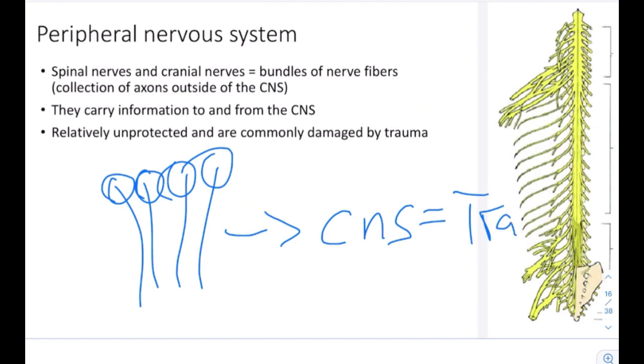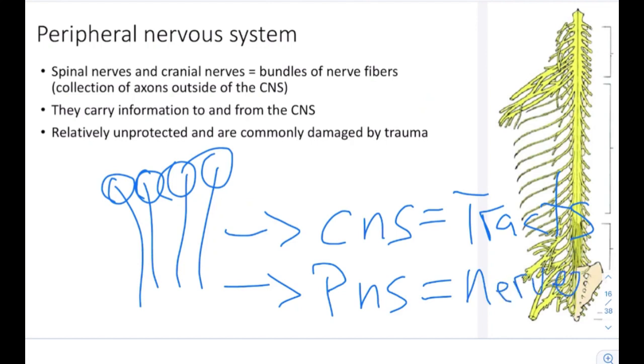tracts. Okay, we call them tracts. And whenever these same myelinated axons are in the peripheral nervous system, like in the spinal nerves or the cranial nerves, we call them nerves. So when they're in the CNS, we call them tracts, which is also white matter. It's the same thing. And when they are in the peripheral nervous system, they are called nerves.